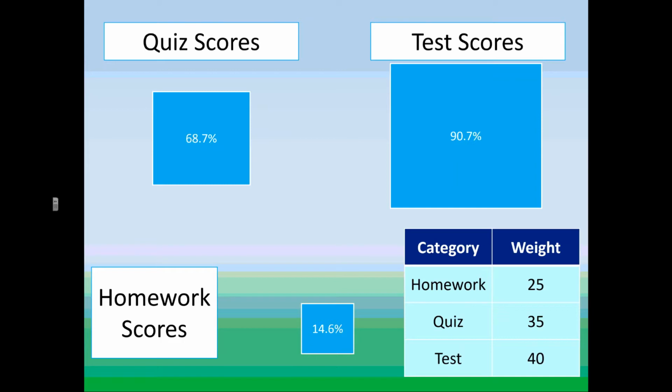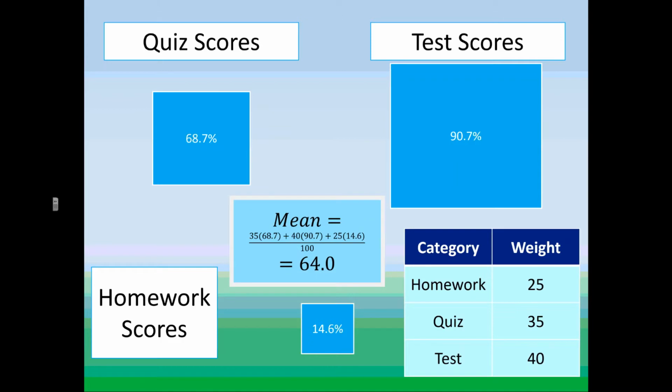So I take the 35 weights for quizzes, multiplied by the quizzes, the 40 weights for tests, multiplied by the tests, and the 25 weights for homework, multiplied by the homework, divide everything by 100, and now you've got a 64. You failed. This is because this teacher believes that homework is more important. So it's not necessarily what you do, but what your teacher believes is most important.